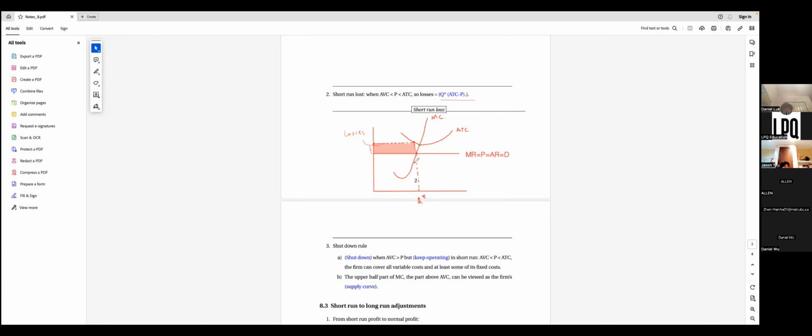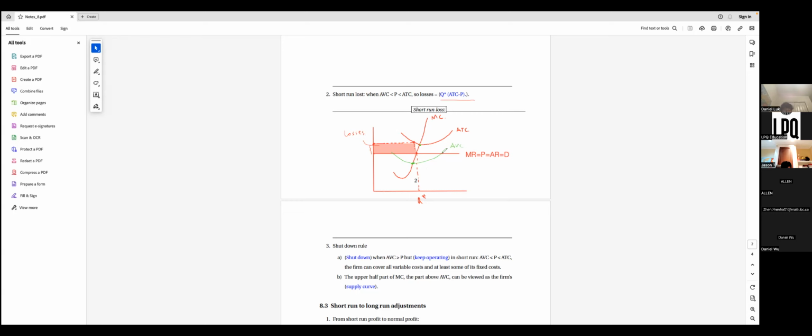Okay, let's plot one more point here. Okay, so this is your AVC. Once again, the intersection here must be the minimum point of AVC, okay?